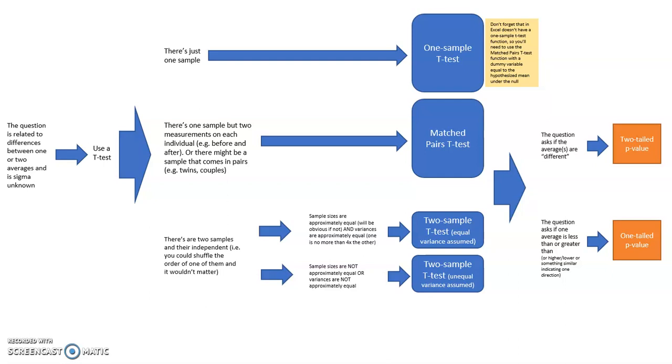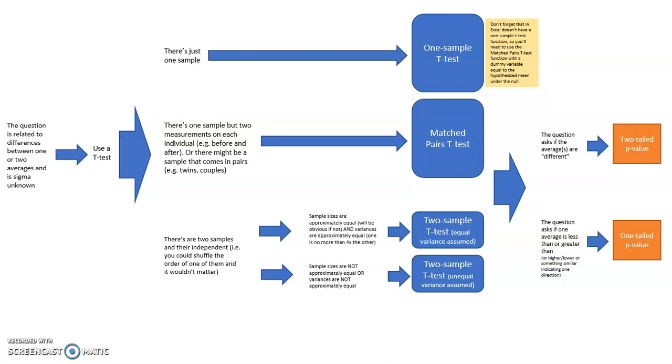Another pretty good giveaway is if you've got unequal sample sizes. If you've got unequal sample sizes, then you pretty much have to have two independent samples, unless you have missing data or something like that, but we won't get into that. If you have 10 individuals in one and 12 in the other, that's probably not paired data. So that's a pretty good giveaway.